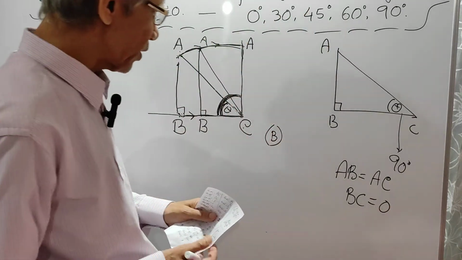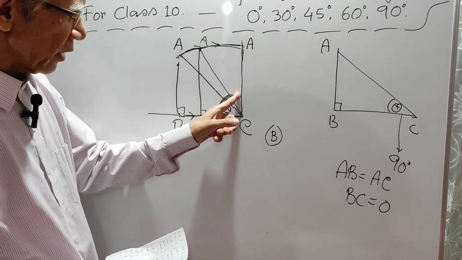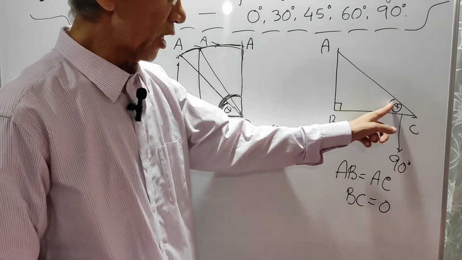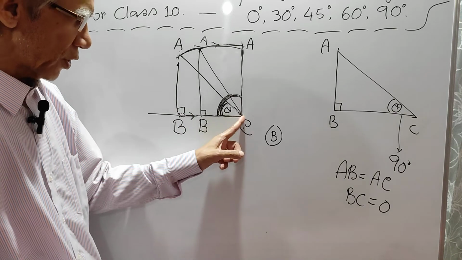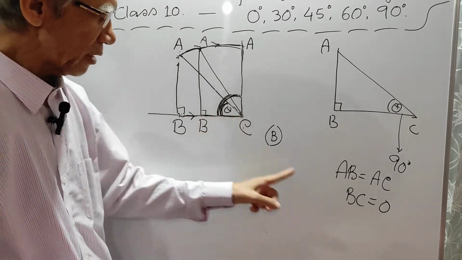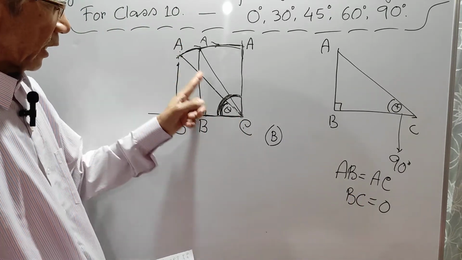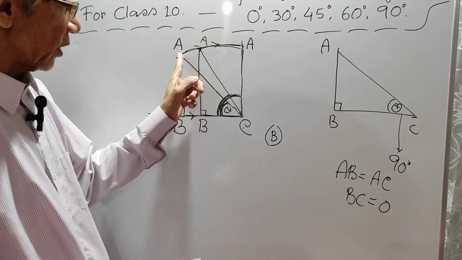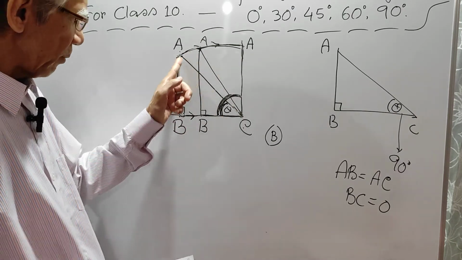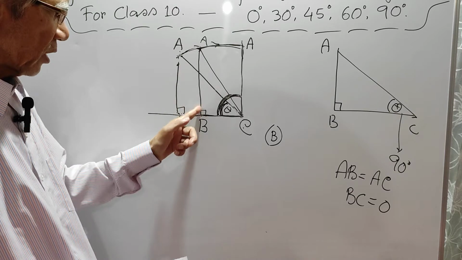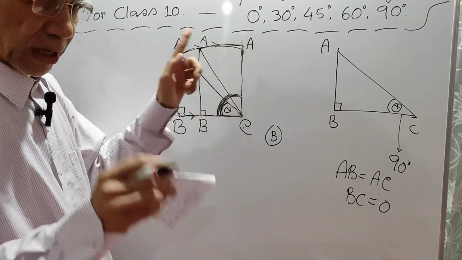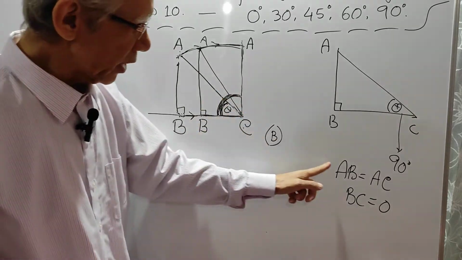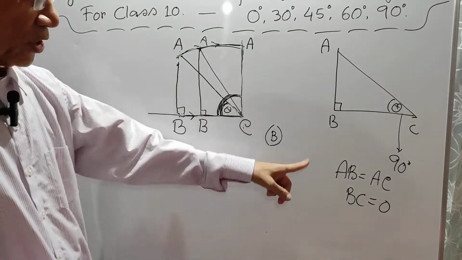This is what happens when this angle has increased to 90 degrees. So this theta has increased to 90 degrees and therefore B has coincided with C. That means BC has become 0, and AB has gone to this position. Finally AB and AC are overlapping, coinciding, therefore AB and AC are the same. So this is what happens.